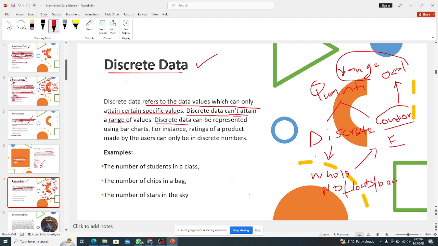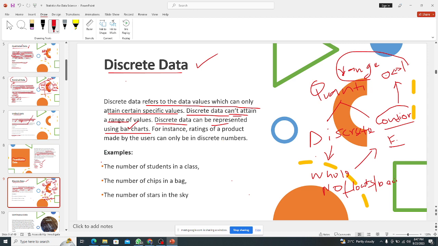But for discrete, we are saying that it can't attain a range of values. Rather, for discrete data we majorly use bar charts to present it. For instance, ratings of a product made by users can only be discrete. Say 1, 2, 3, 4 or 5.